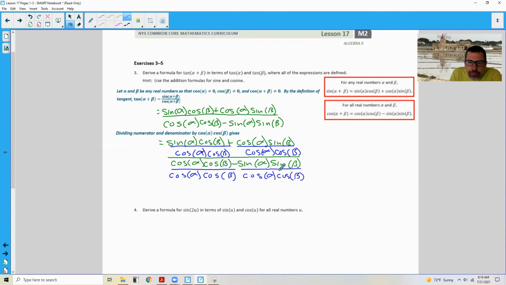Okay, so then what's going to happen is, let me use red to cancel, cosine alpha cosine beta minus sine alpha sine beta, over cosine alpha cosine beta. So what's going to happen here is the cosine beta and the cosine beta are going to cancel because anything divided by itself is 1. And over here, the cosine alpha will cancel.